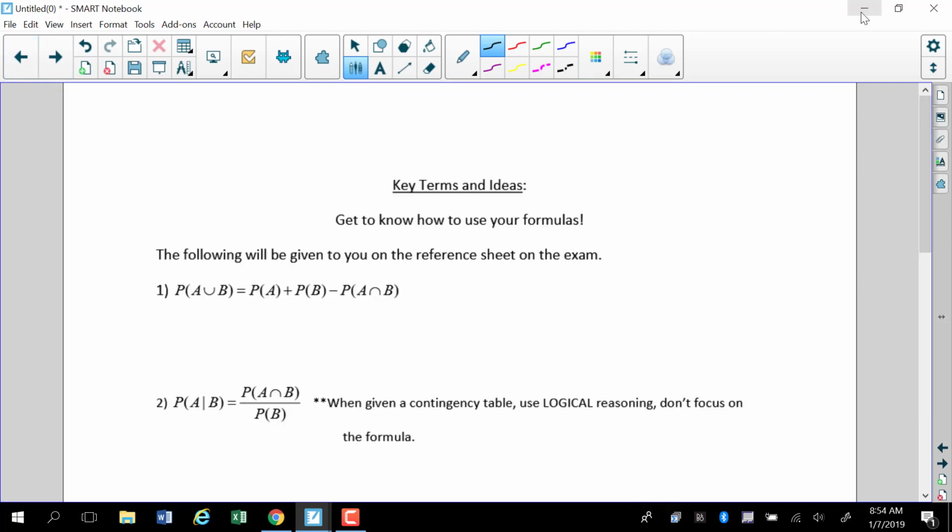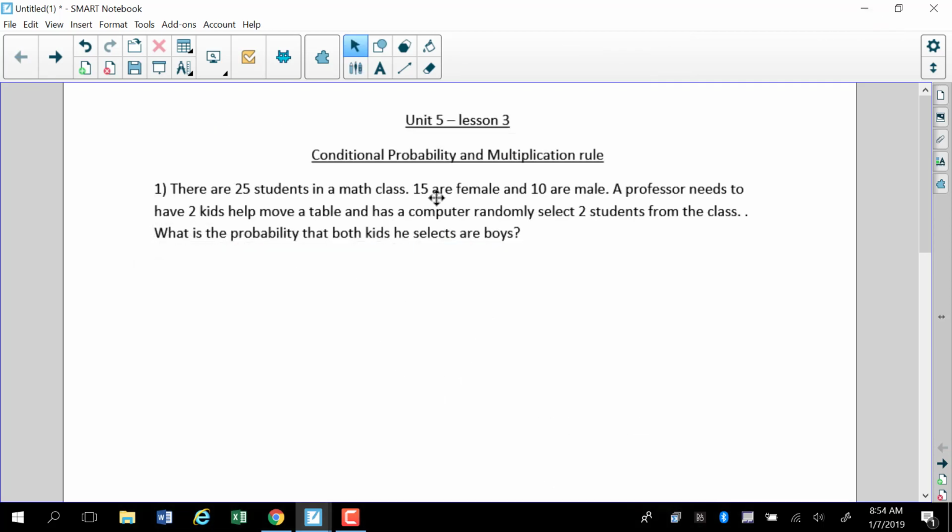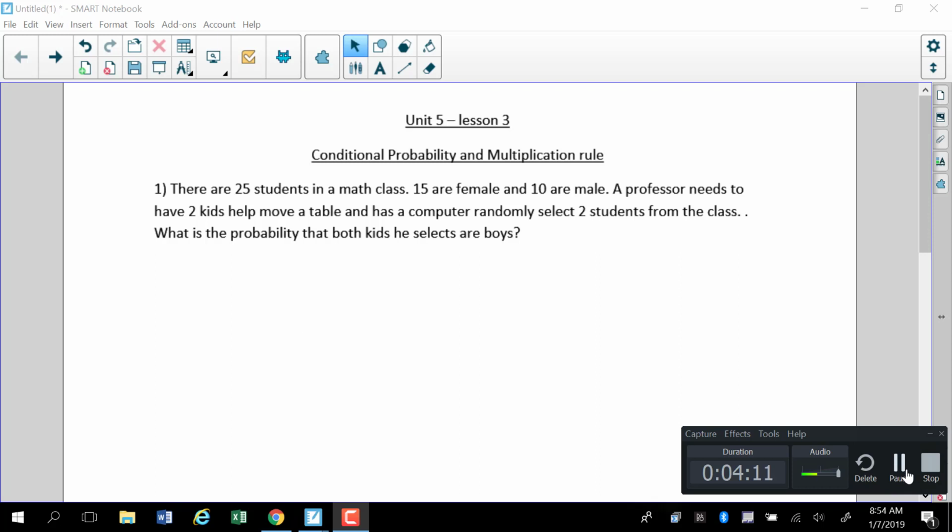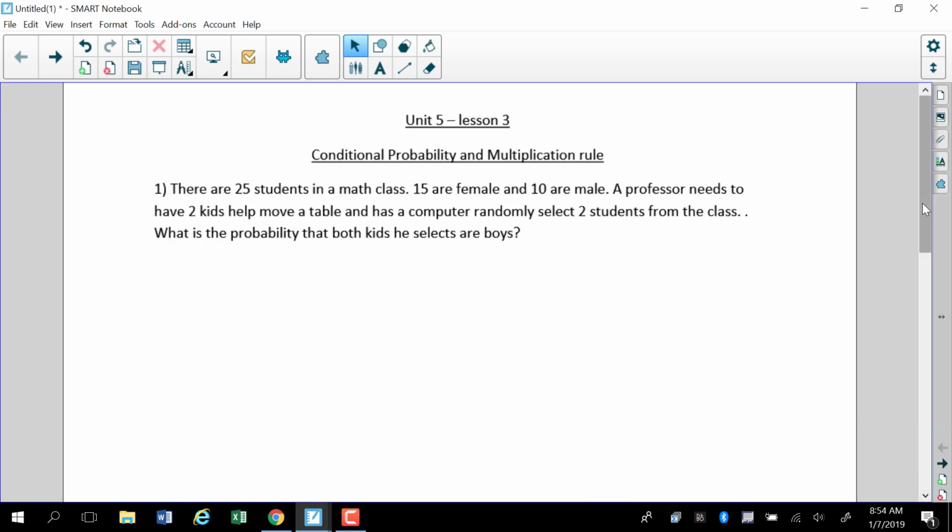Now, what I'd like you to do is skip over this section and go to lesson 3. So once you're done with those notes, pause the video and go to lesson 3. Hopefully you got this from me from the front of the room. So we'll take a look.